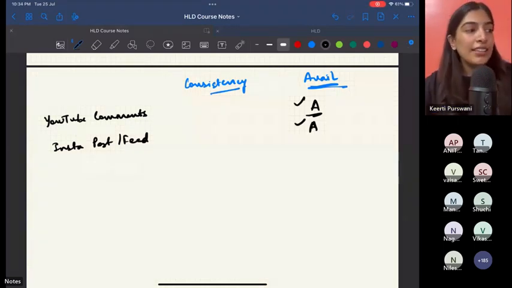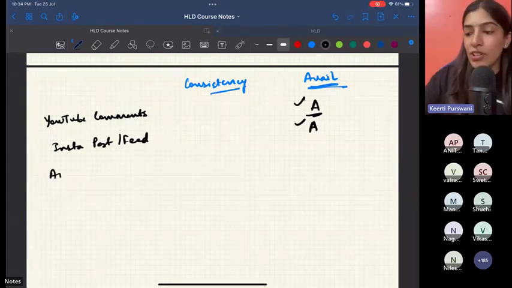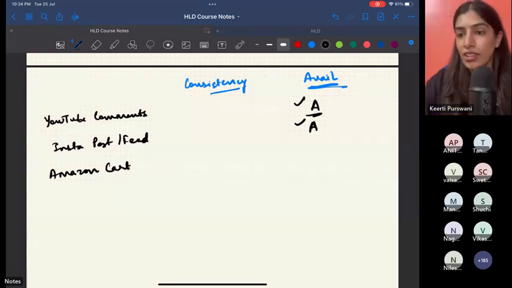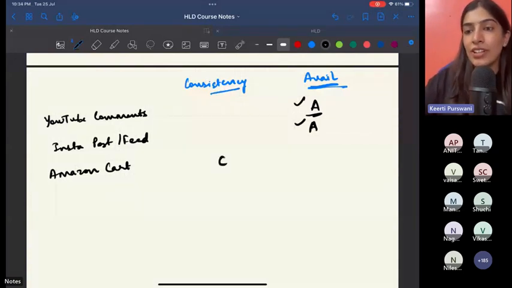Correct? Let's take another example. Amazon cart. I have asked you to design Amazon cart. Now, for Amazon cart, what is more important? Consistency or availability? I can see a lot of C's. Very good. Can someone tell me why consistency is more important?